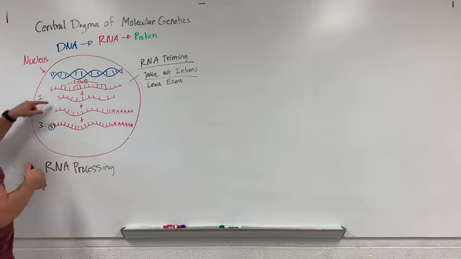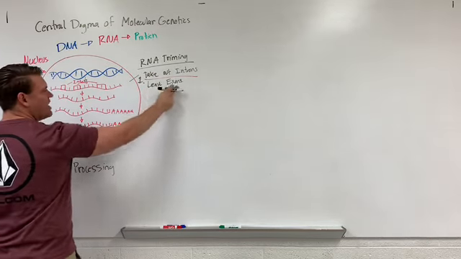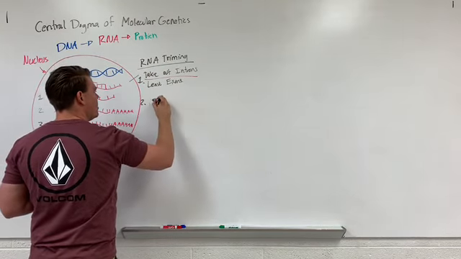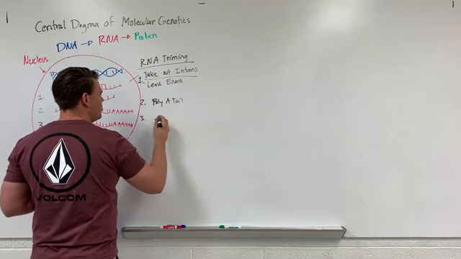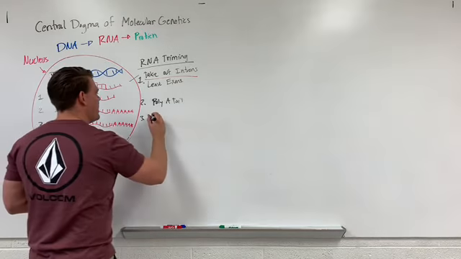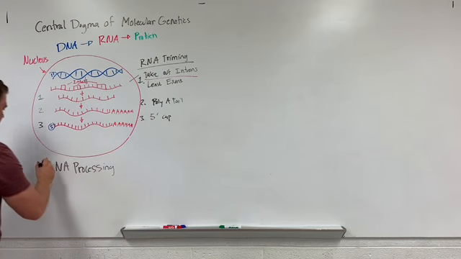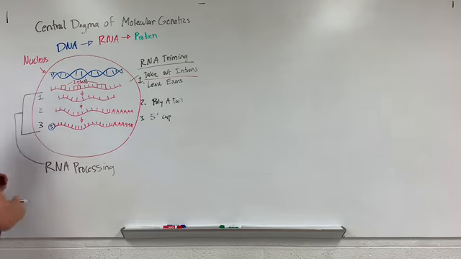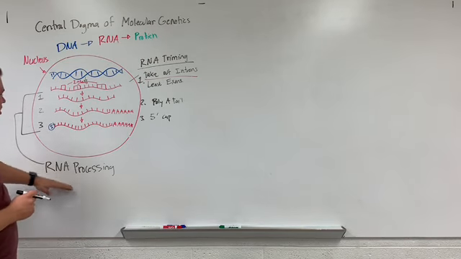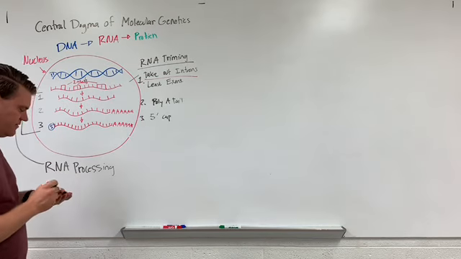The first one is we take out the introns and leave the exons. Second, we add a poly-A tail. And third, we add our 5' cap. All right, so these three things, we refer to them as RNA processing, the processing of the RNA before it can finally leave.